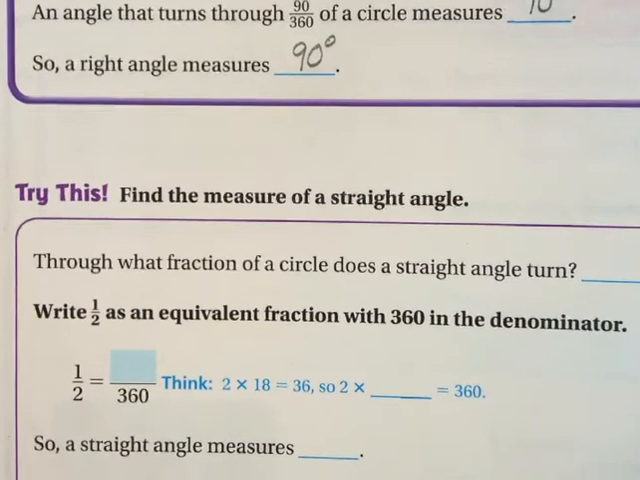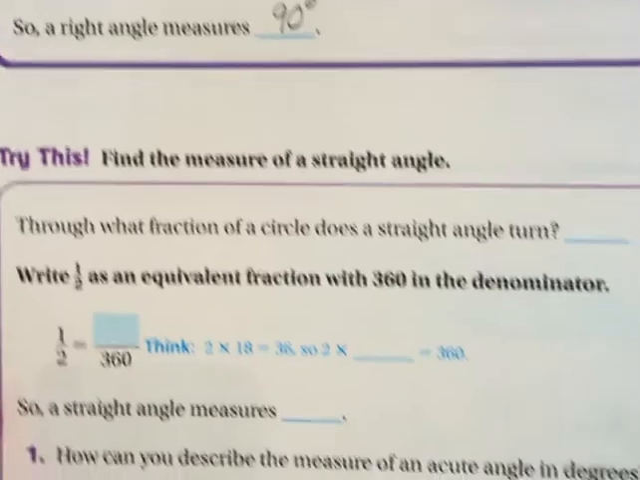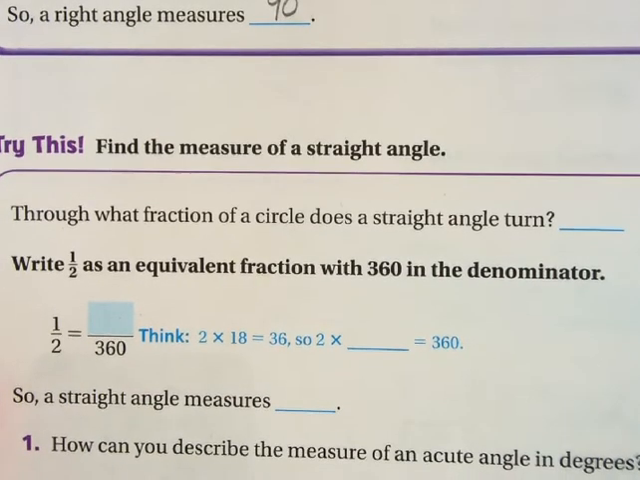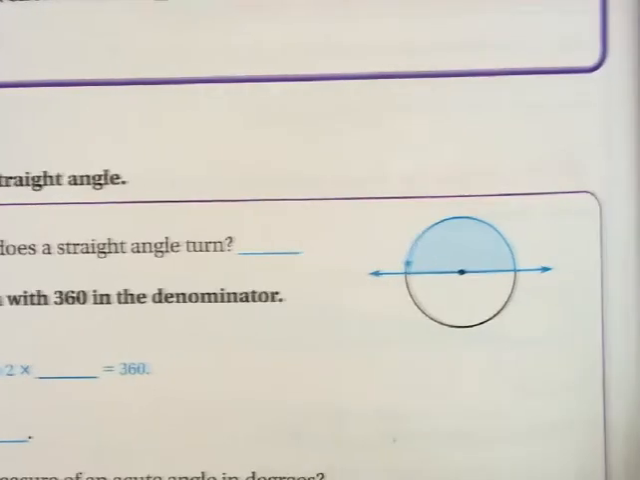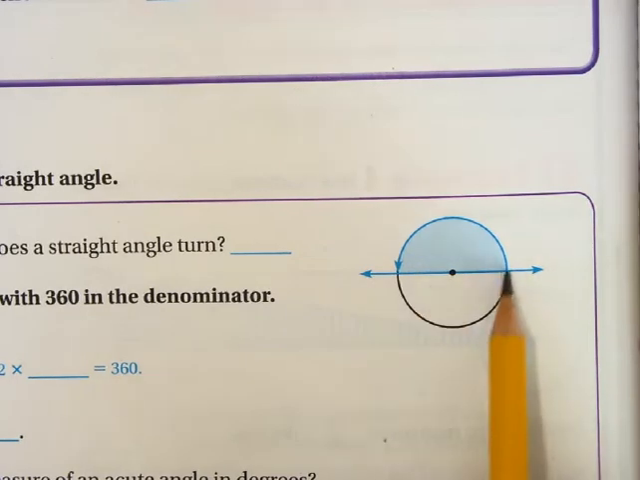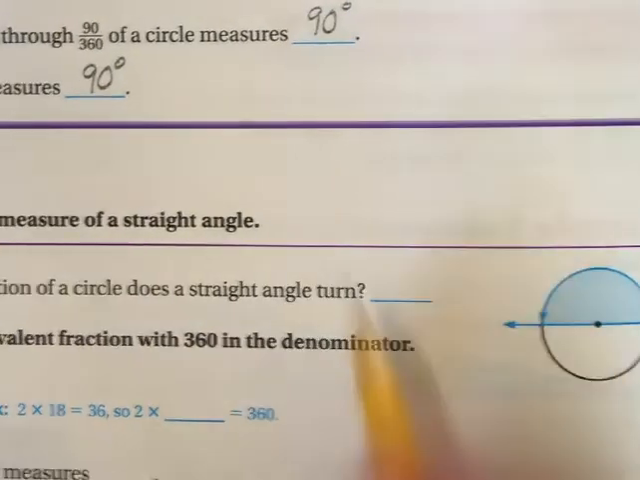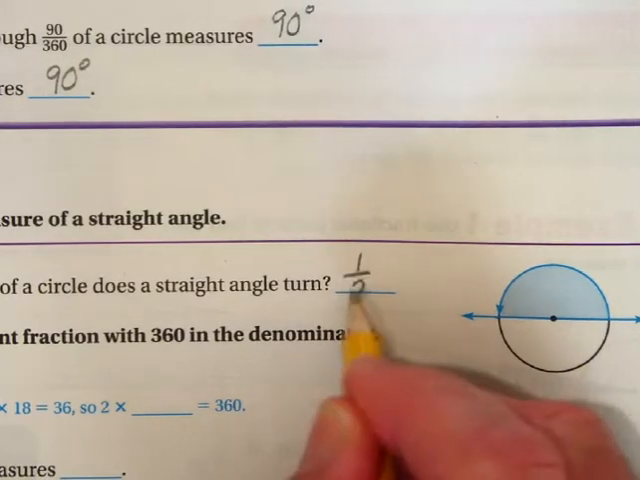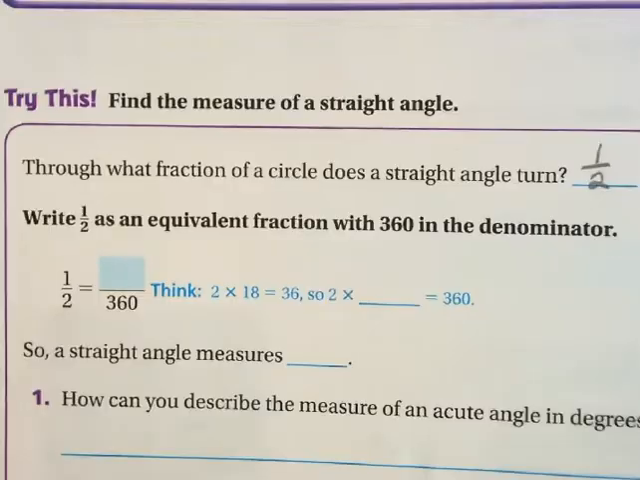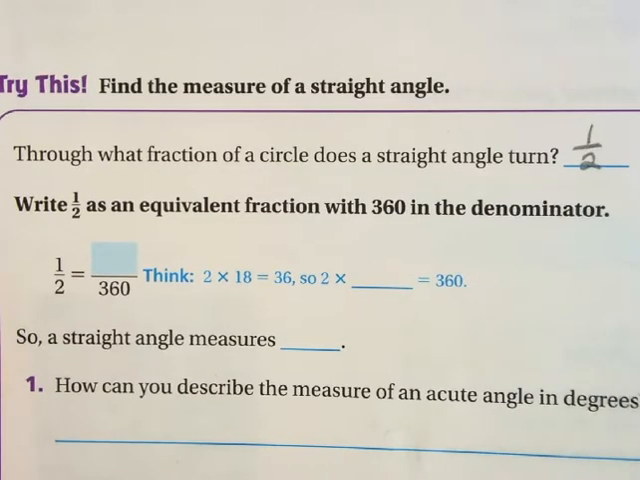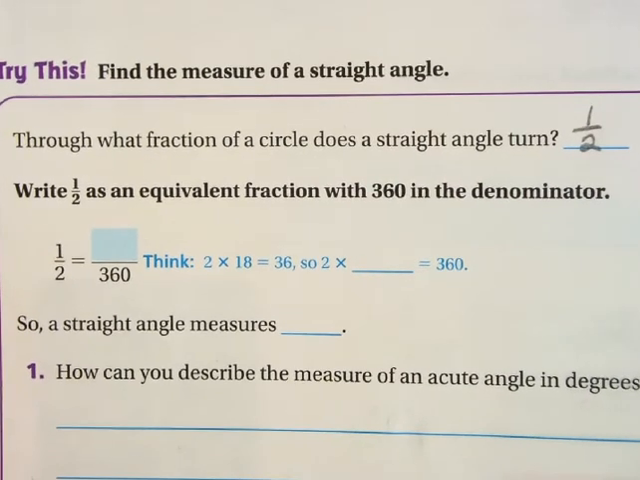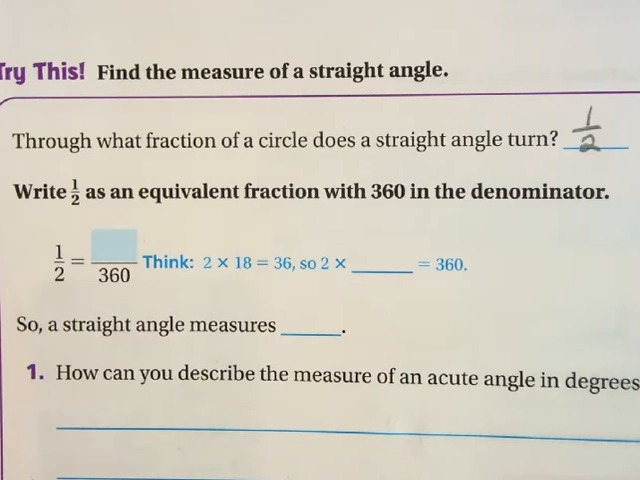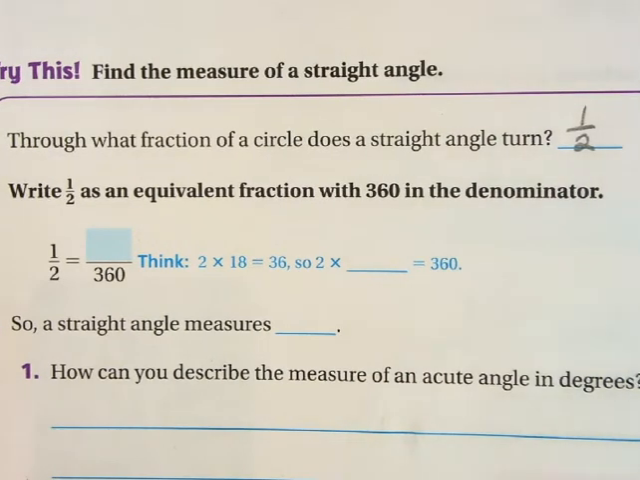All right, let's try this. Find the measure of a straight angle. Through what fraction of a circle does a straight angle turn? Well, here's the straight angle. It starts here and turns all the way over to here. That sure looks like, you got it, half a turn. And we need to write 1/2 as an equivalent fraction with 360 in the denominator. So we're going to think 1/2 equals something over 360. So we have to figure out what half of 360 is.